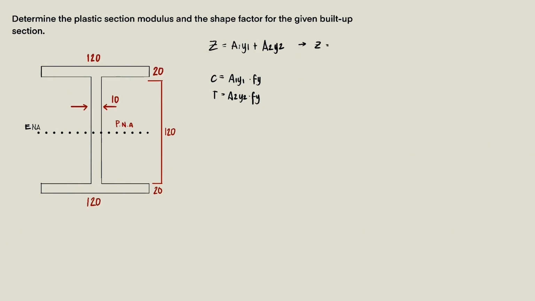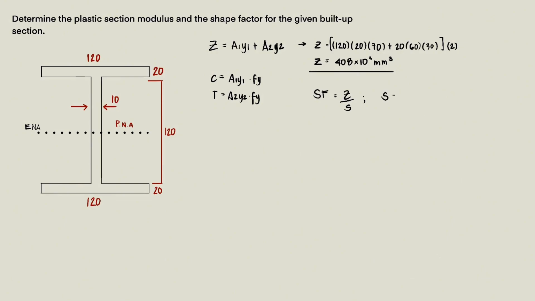Next, we need to find the value of the section modulus. That is Z equals 120 multiplied by 20 multiplied by 70, plus 20 multiplied by 60 multiplied by 30, and multiplied by 2. So the value of the plastic section modulus is equal to 408 times 10 raised to 3 cubic millimeter.